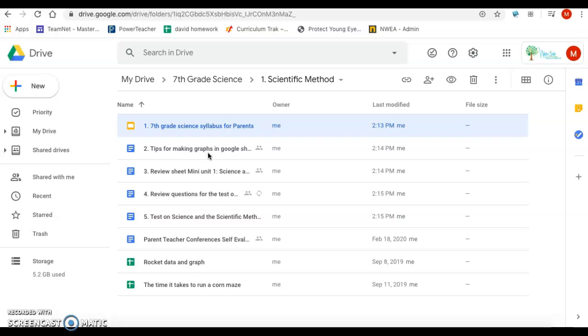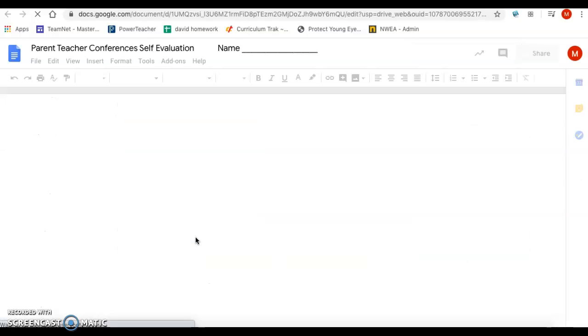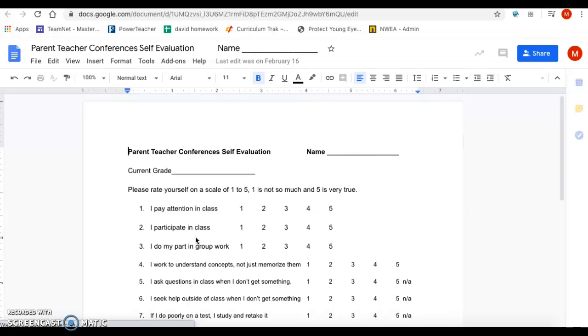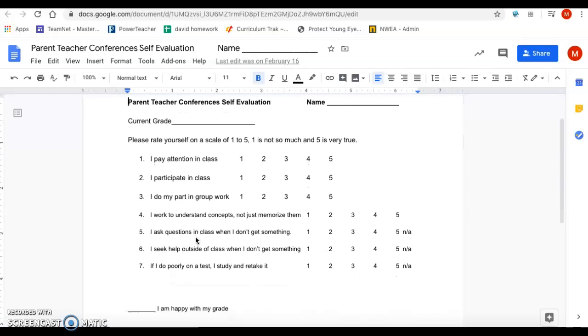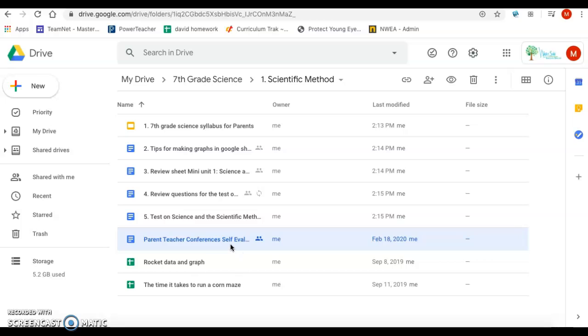Other than that, I got tips for making graphs in Google Sheets, a review sheet, basically the vocab that they need to know, and review questions that they need to know. The test is here as well. This is a little something extra. Parent-teacher conferences self-evaluation. This is later on in the year, but I just parked it in this folder. It's where students can self-evaluate themselves before parent-teacher conferences. And so when you're at parent-teacher conferences, you kind of have the student's opinion of whether they are working to their best potential, stuff like that.